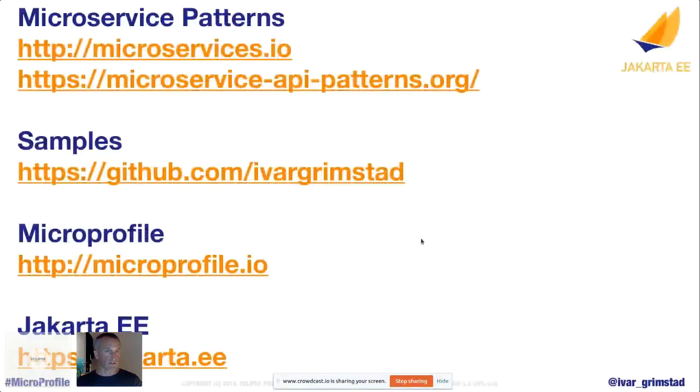So my summary is just a couple of links. Microservices.io is where you can look at the microservice patterns I've used here and what MicroProfile is kind of built upon. The samples of this code are on my GitHub. MicroProfile is best figured out at microprofile.io, and if you're interested in Jakarta EE, go to the Jakarta EE web page. And with that, I'm going to stop sharing and see if there are any questions or comments.